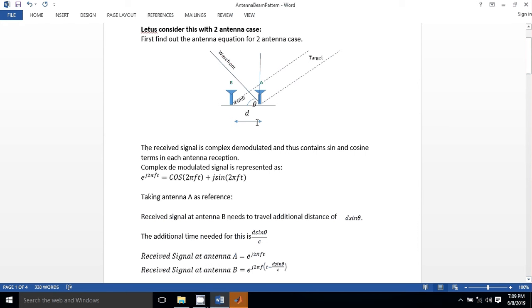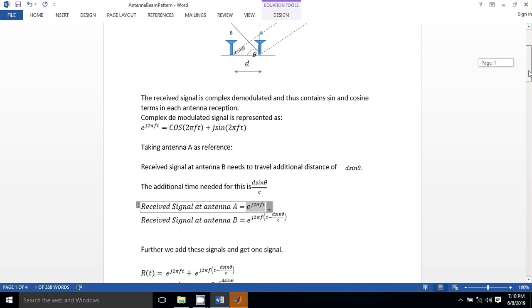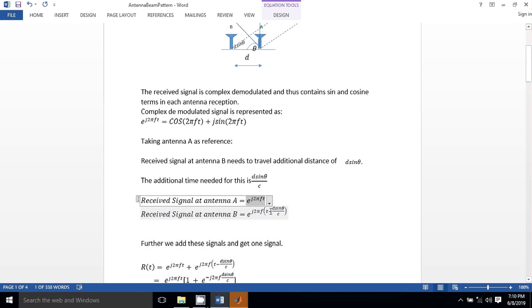Now finally, these complex demodulated signals are added. But let us consider how these two signals look. Assuming zero delay at this antenna, because this antenna is assumed to be the reference and there is some additional delay at the other antenna, we assume the signal received at antenna A is e raised to j 2 pi fct. Similarly, the signal received at antenna B will have some time delay, which is just t delayed by this additional time, d sine theta by c.